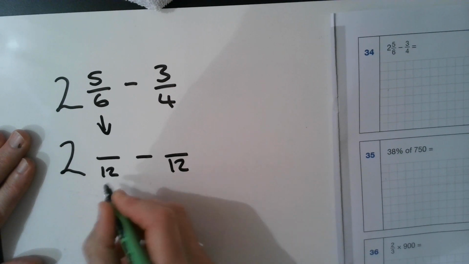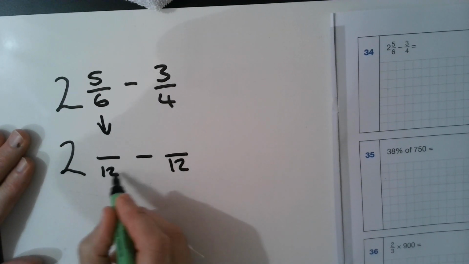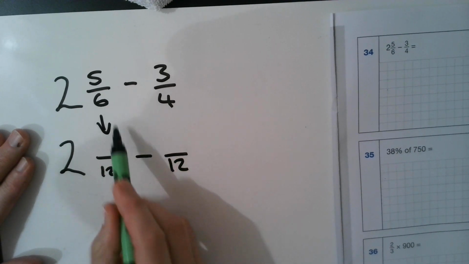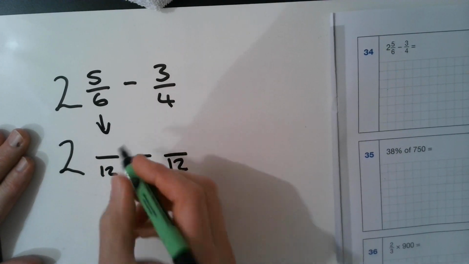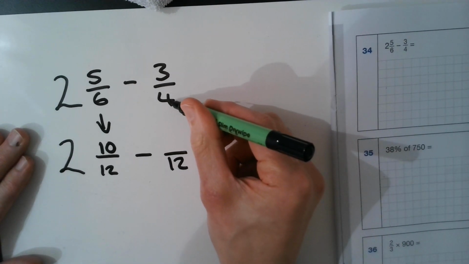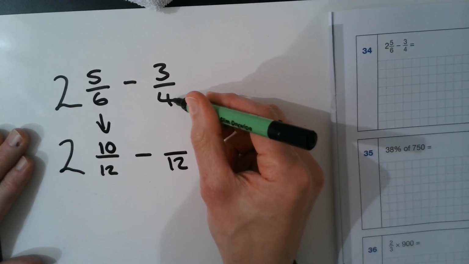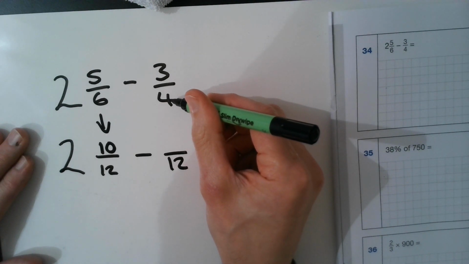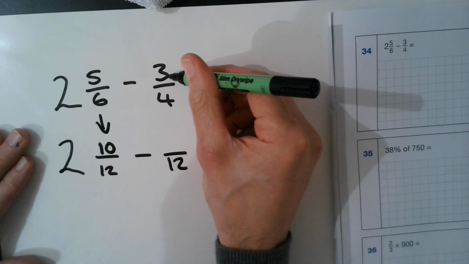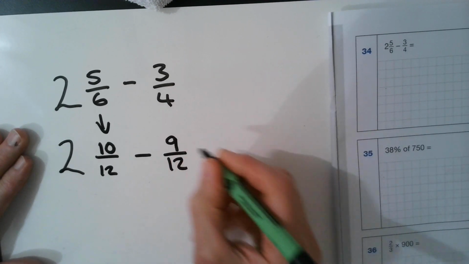When you're adding and subtracting fractions, you need the denominators to be the same. So 5/6, we're doubling the denominator, so we double the numerator. So double 5 is 10. And here, to change this into 12ths, we're multiplying the denominator by 3 to get 12. So we have to multiply the numerator by 3, and that gives us 9.